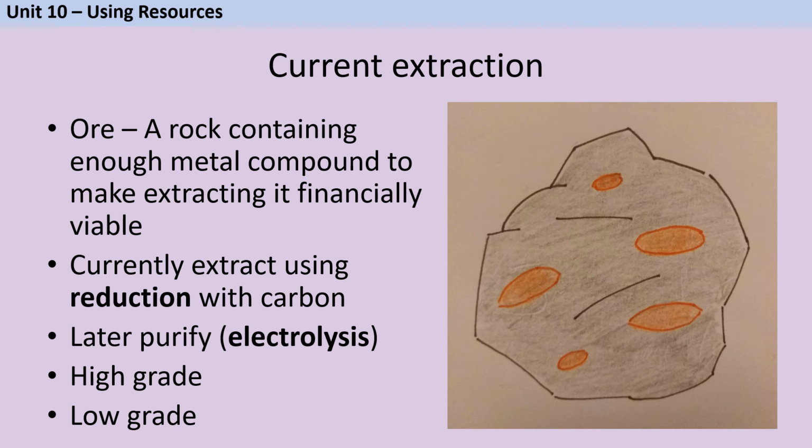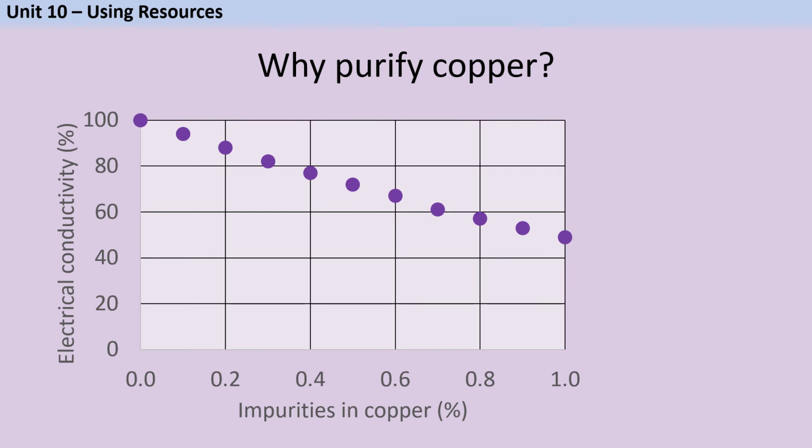Ores can be categorised into high-grade and low-grade ores based on how much metal is in them. As copper has become scarcer, we've had to make increased use of low-grade ores, including those that contain less than 1% copper by mass. Copper that's been extracted from its ore by reduction with carbon is then purified using electrolysis, and this is a very expensive process because it uses a lot of electricity.